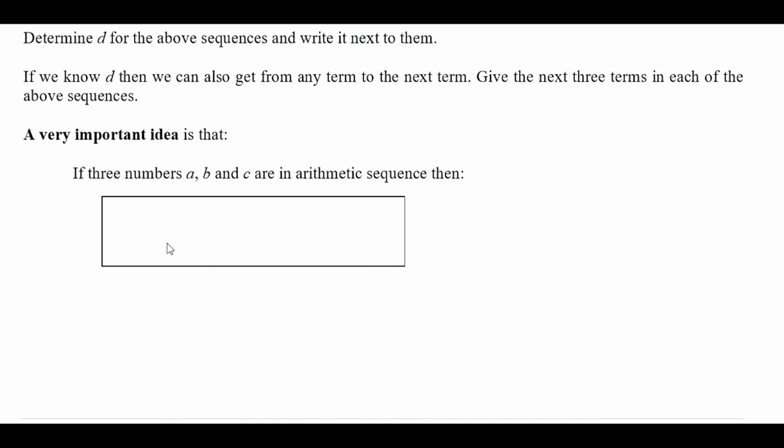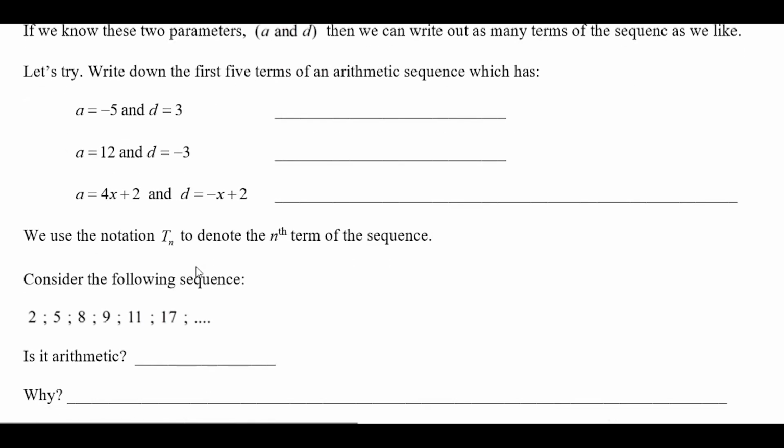A very important idea is that if we have 3 numbers, A, B, and C, in arithmetic sequence, then clearly the difference between A and B must be the same as the difference between term 3 and term 2. In other words, C minus B. We've written this in a box. It's a really, really important result, and we'll use it before long. Right, let's turn to the next page.